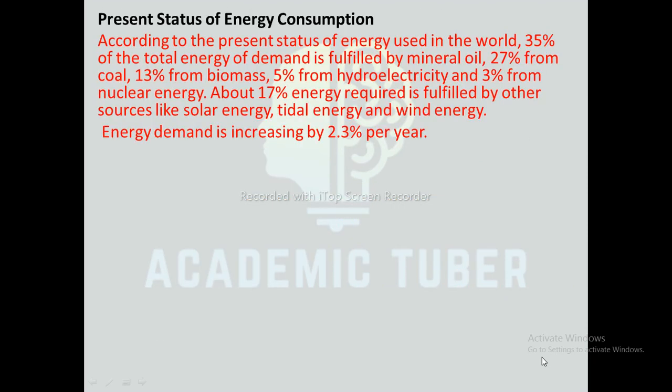Present status of energy consumption. According to the present status of energy used in the world, 35% of the total energy demand is fulfilled by mineral oil, 27% from coal, 13% from biomass, 5% from hydroelectricity and 3% from nuclear energy. About 17% of the energy required is fulfilled by other sources like solar energy, tidal energy and wind energy. Energy demand is increasing by 2.3% per year.